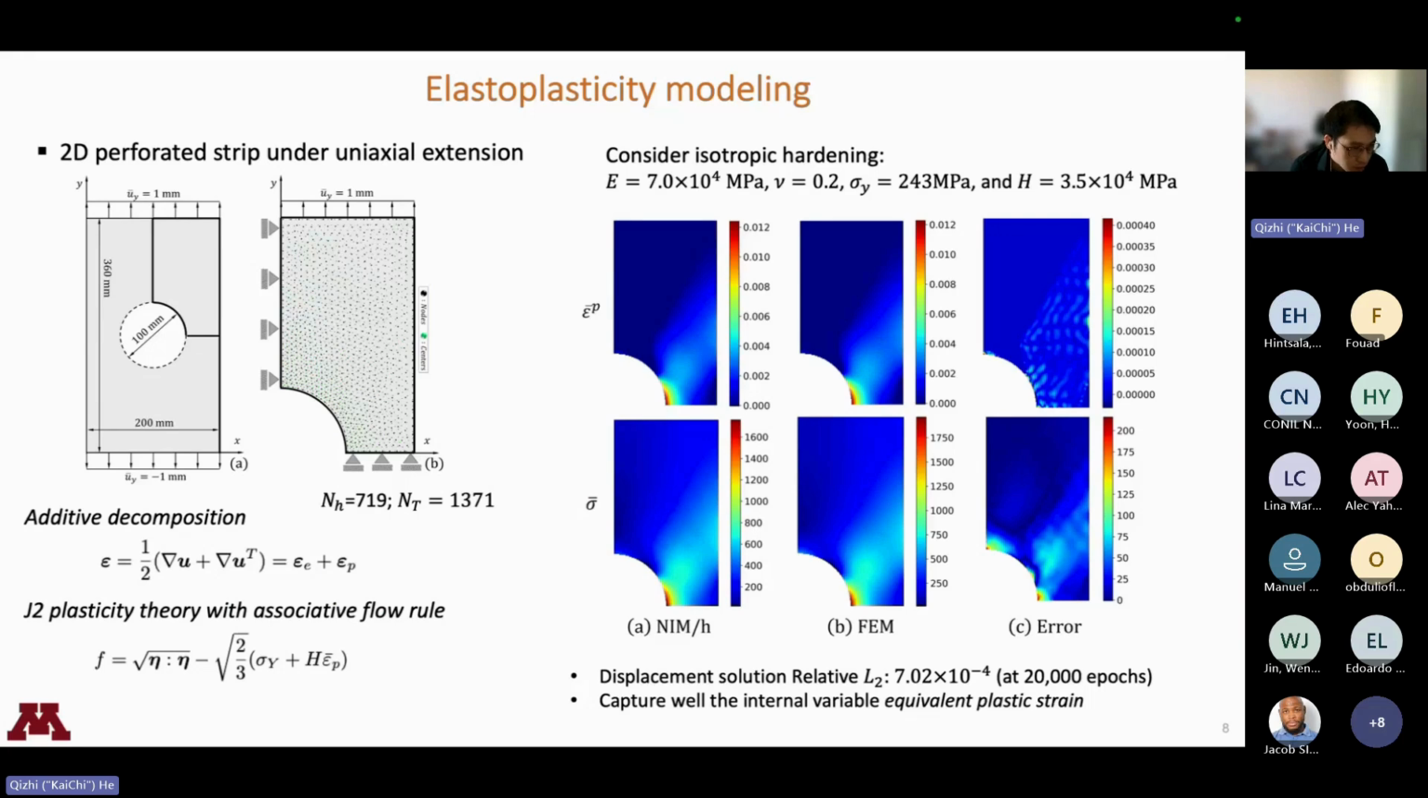We can even change the constitutive model to an elastoplasticity model. Here we're using the J2 plasticity model with an associated flow rule. Our NIM model is a so-called neural integrated meshfree model, which we developed two years ago, and as you can see, compared to finite element, we can get quite satisfactory results at this level of accuracy.